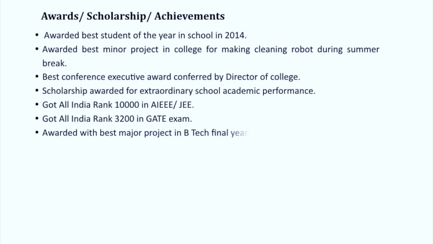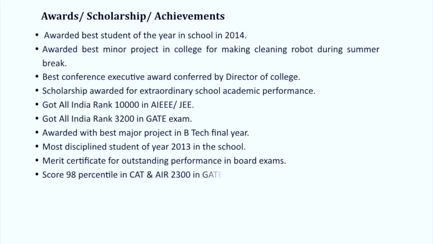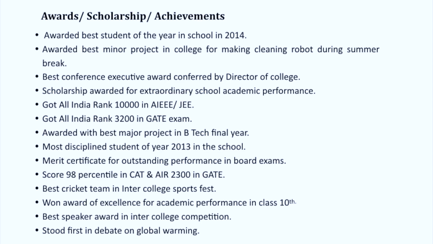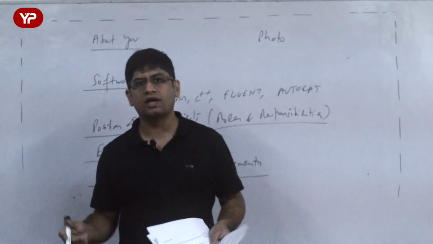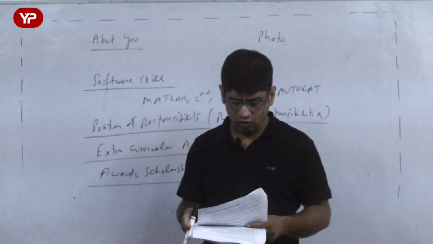Awarded with best major project in BTech final year. Most disciplined student of the year in school. Merit certificate for outstanding performance in board exam. Scored 98 percentile in CAT or all India rank 2300 in GATE. Best cricket team in Inter-College Sports Fest. Won award of excellence for academic performance in class 10th. Best speaker award in inter-college competition, stood first in debate on global warming. Any of these things you can write. As I told you, these are only examples which I have accumulated from different students, what they have written, and they have worked. Similarly, you have to think of how you have to do that.